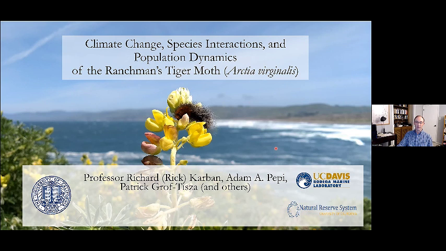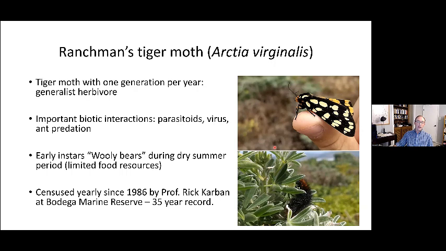Now, the tiger moth has one generation per year. It's a generalist herbivore. It has important interactions with parasitoid wasps, with viruses that are entomopathogenic, and ants as predators, potentially also vertebrate predators, but those we actually have less information about, so I'm not going to talk about those very much.